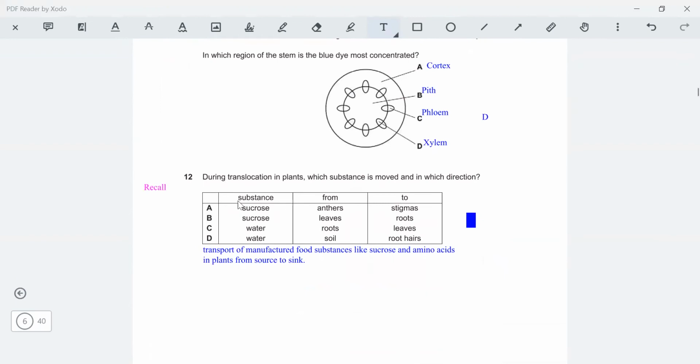During translocation in plants, which substance is moved to and in which direction? This is pure recall question. If you remember translocation, it is the transport of manufactured food substances like sucrose and amino acids in plants from source to sink. So if you can see, water is completely out already. It's just purely sucrose. Anthers and stigmas are not used for transport or translocation in plants. It's more for reproduction. So the answer would be B.